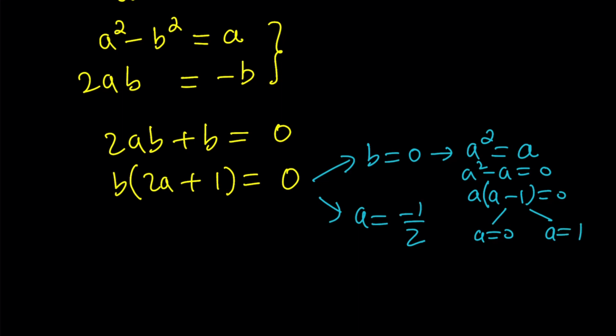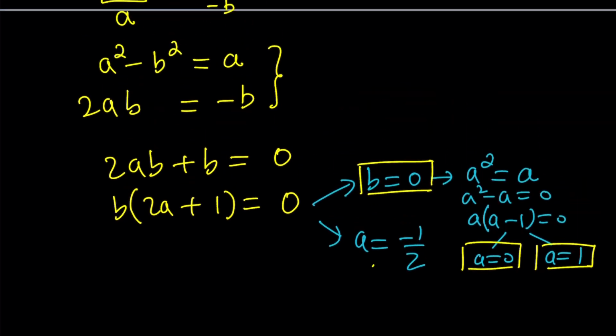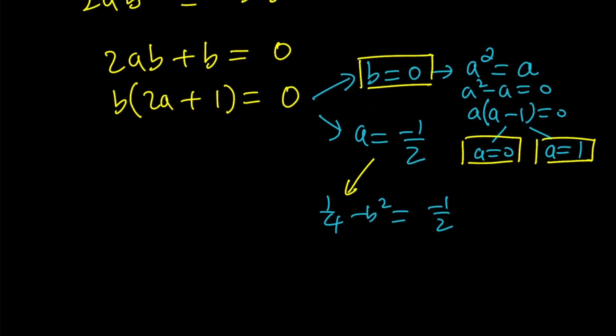It kind of branches off like that, right? So let's go ahead and take a look at these values. For now, let's just box them, and then we'll take a look at it later. And from the second piece, a equals negative 1/2, we can plug this into the first equation, which is right here. If we do, we get 1/4 minus b squared equals a, which is negative 1/2. If you put the negative b squared on the right and negative 1/2 on the left, we get b squared is equal to 3/4.